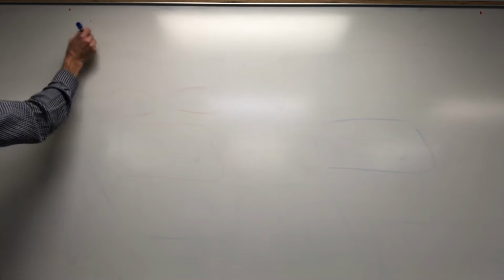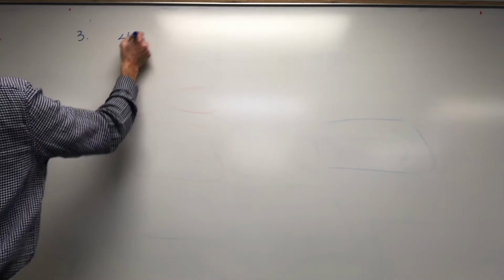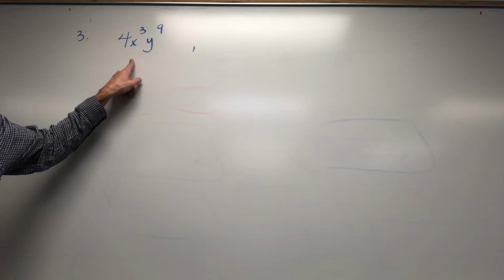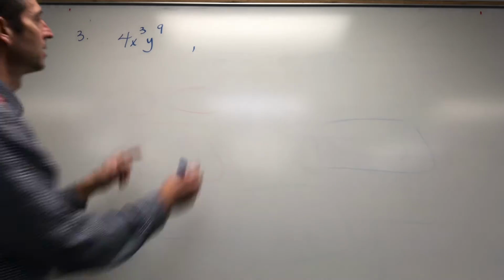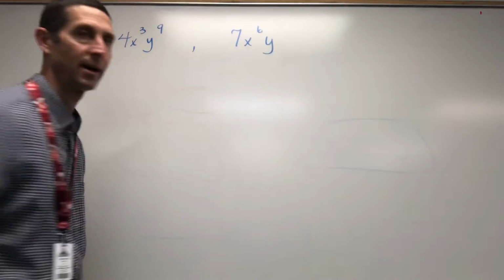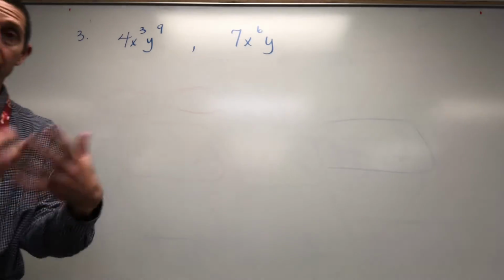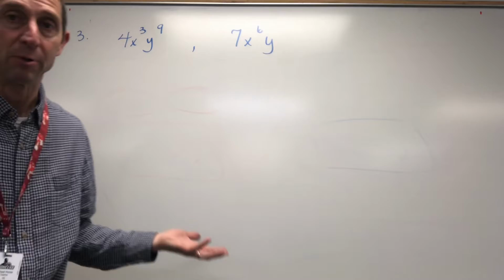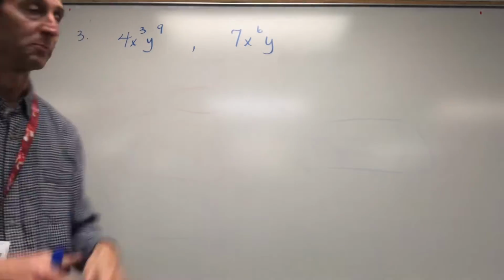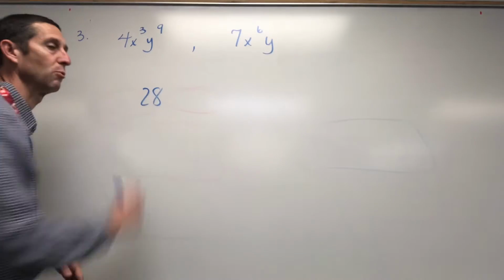So 1, 2, 3, 4x cubed y to the 9th. So here's one denominator, 4x cubed y to the 9th. A second one is 7, x to the 6th, and then maybe just a y. Okay, number-wise, we can probably figure out what's got to happen. I've got a 4, I got a 7. What do 4 and 7 both go into? You're like, bam, that's 28.